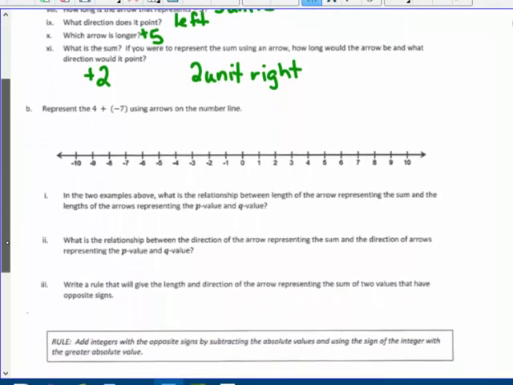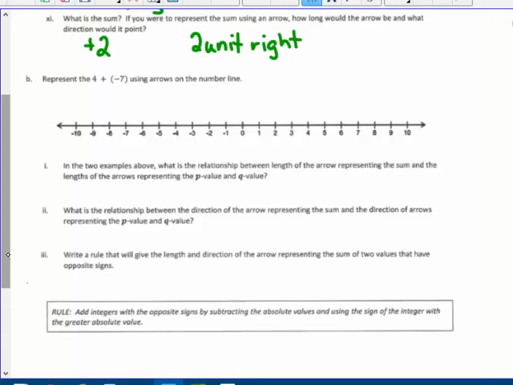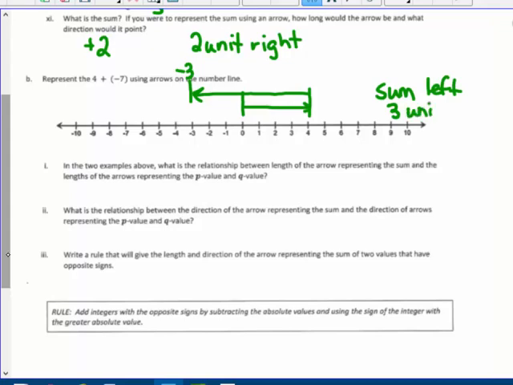Represent 4 and -7 using arrows on the number line. Okay, so let's see if I can get this right. 4 and -7. 1, 2, 3, 4 gets me to 0 because they're additive inverses. 5, 6, 7. So my sum is at -3. So in this one, my sum went to the left 3 units.